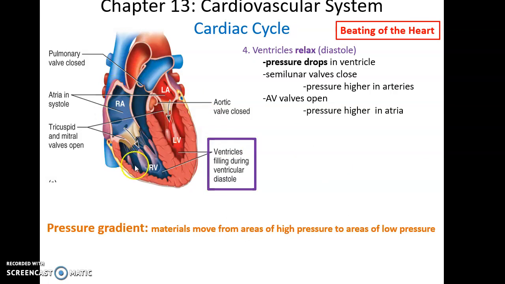So now we have a fully relaxed heart. The pressure in the atria that are filling with blood is greater than in the ventricles, so again, blood will start to pour from the atria into the ventricles, and we just continue the cycle around and around again.